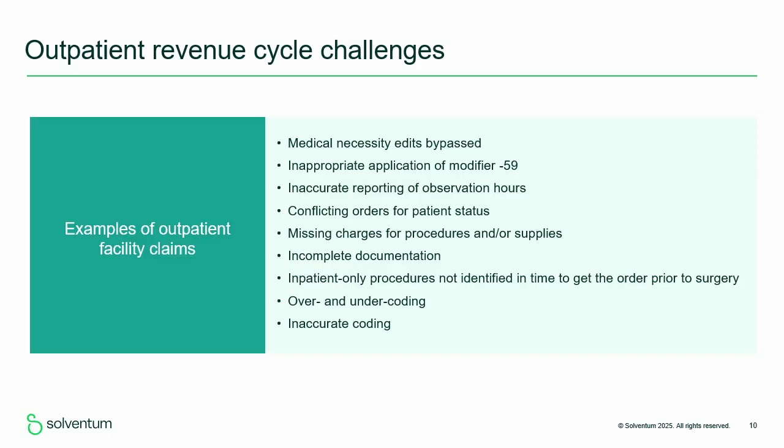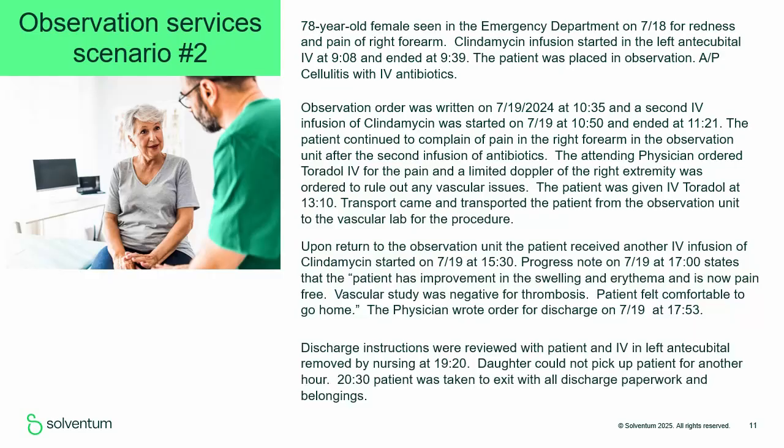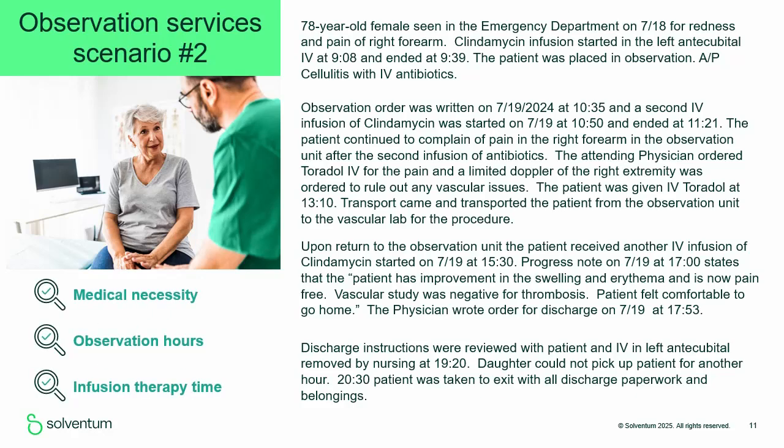I have a scenario I'm going to take us through on an observation case. We will read the case, compare what was billed, and then go through it, and I want you to think about, was it good documentation or are there areas of opportunity? I will show you what was billed as well. Some of the key points we are going to focus on here are the medical necessity, the observation hours, and infusion therapy.